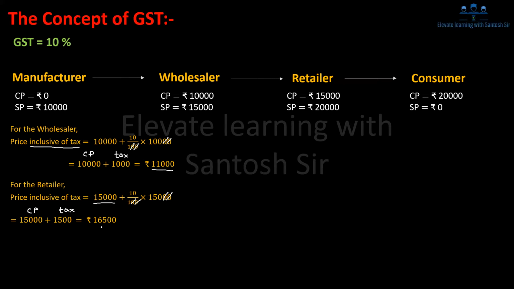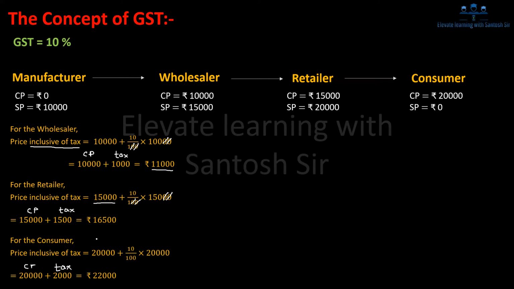You can understand them. Now let's come to the next person, that is the consumer. When the consumer goes to purchase from the retailer, he pays 20,000, that is the cost price, plus 10% tax on it. So the consumer is paying a tax of 2,000 on the same goods. I hope everything is clear till now. So whenever these people purchase, they pay tax to the next person, the person from whom they purchase.